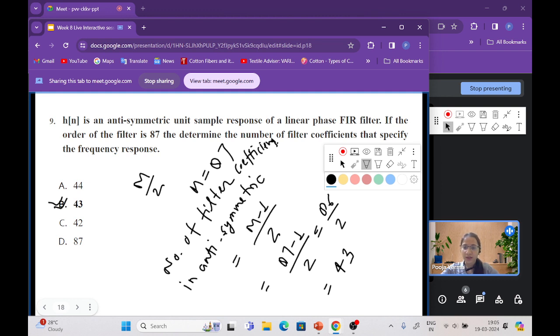Here it is given h of n is an anti-symmetric unit sample response of a linear phase FIR filter, and the order of the filter is 87, that is odd. Then determine the number of filter coefficients that specify the frequency response. So the number of filter coefficients in an anti-symmetric linear phase FIR filter will be m minus 1 divided by 2. Okay, moving to the next question.